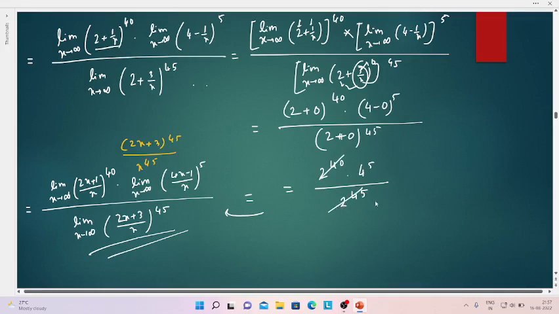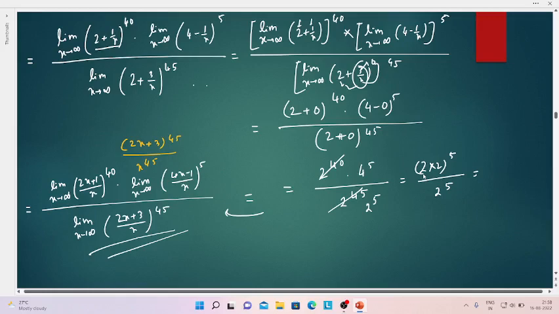So if we cut that 2 part, then we'll have 2 to the power 5 here, right? So 4 to the power 5 can be written as 2 times 2, to the power 5, and that will become 2 to the power 5 times 2 to the power 5, right? You have already understood what I am trying to say, right?